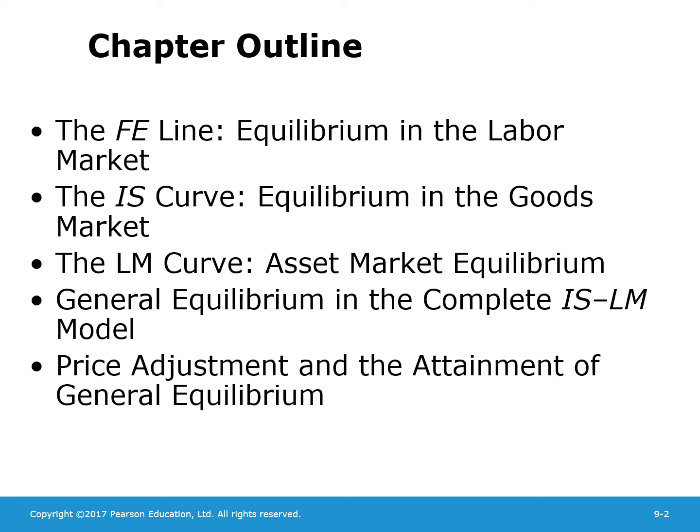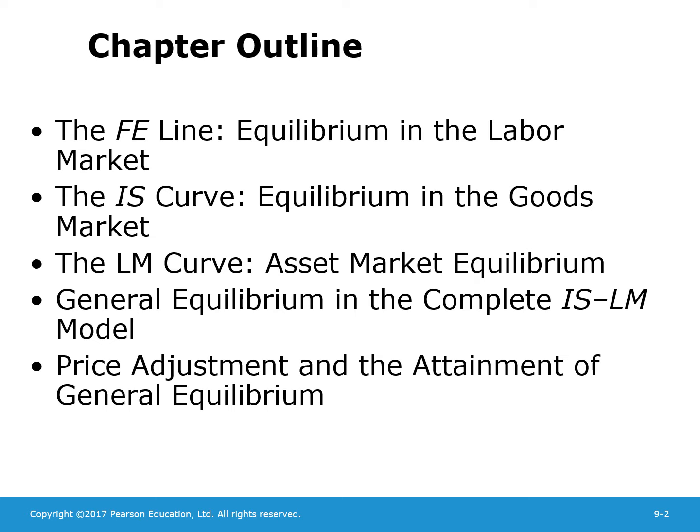So these are basically the main points in the chapter. The FE line, which represents equilibrium in the labor market, the IS curve, equilibrium in the goods market, the LM curve, which represents asset market equilibrium. Then we will bring the three markets together in a general equilibrium, complete IS-LM model, and we lastly will see how to reach this general equilibrium through price adjustment.